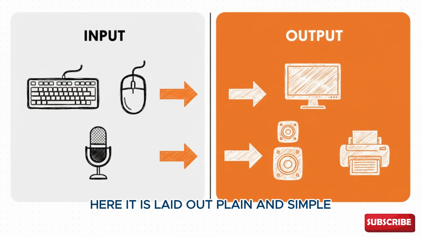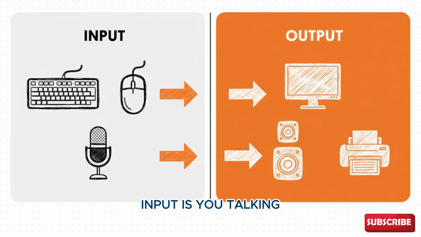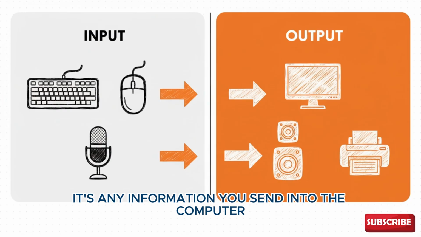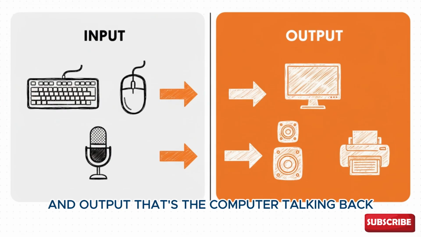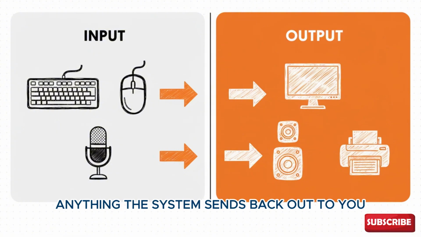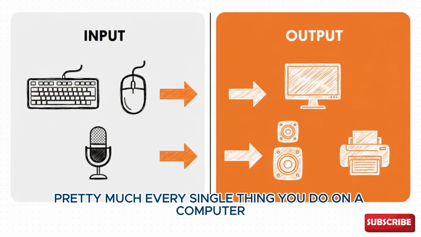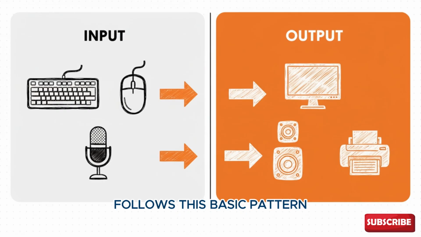Here it is, laid out, plain and simple. Input is you talking. It's any information you send into the computer. And output, that's the computer talking back. Anything the system sends back out to you. Simple, right? Pretty much every single thing you do on a computer follows this basic pattern.